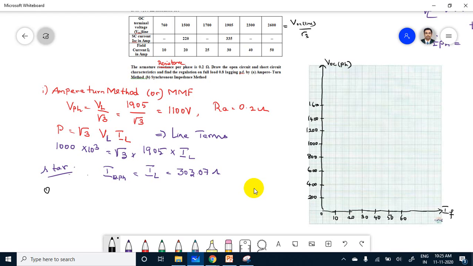I am plotting the open circuit curve. Okay, this is IF. 10, 20, 25, 30, 40, 50. Okay, this is VOC per phase, obtained by using VL divided by root 3.